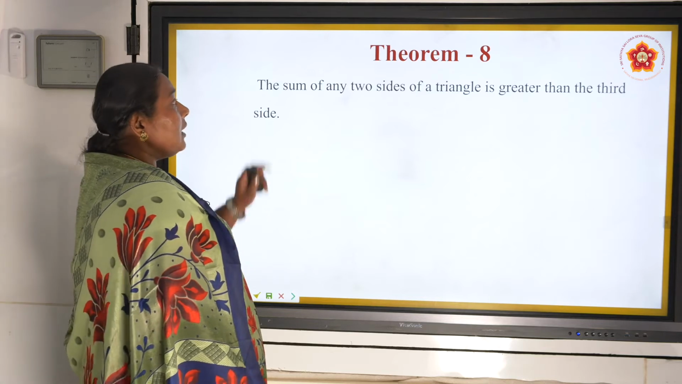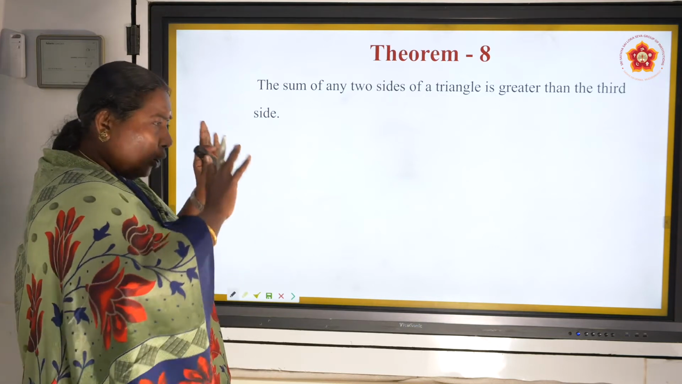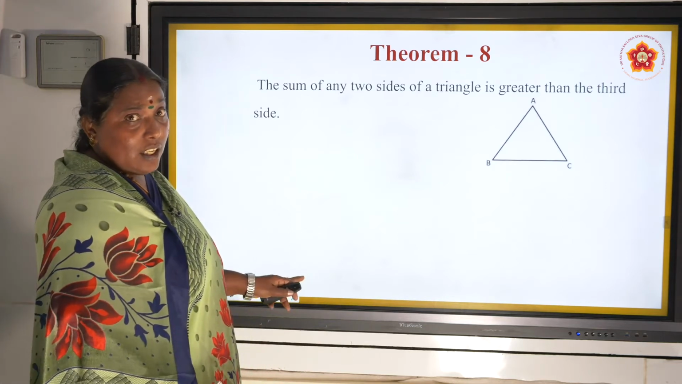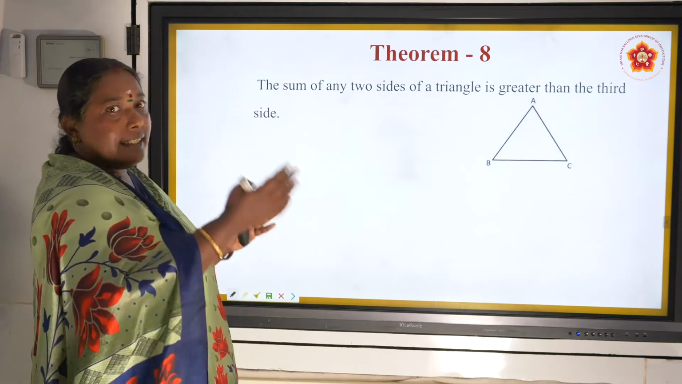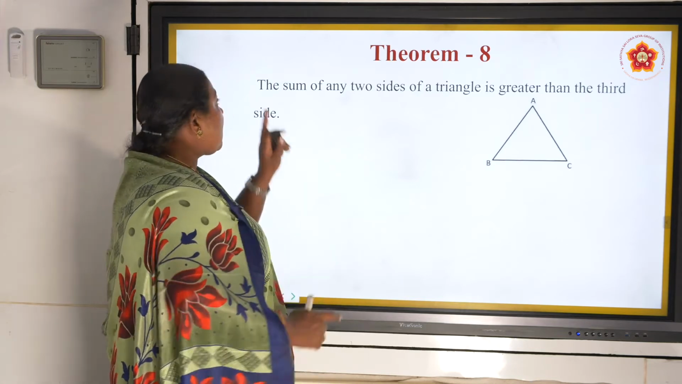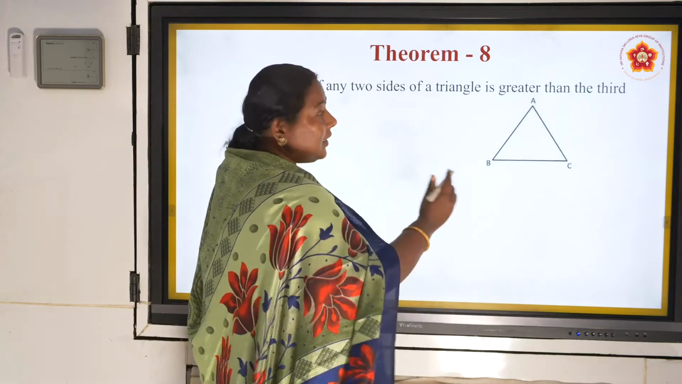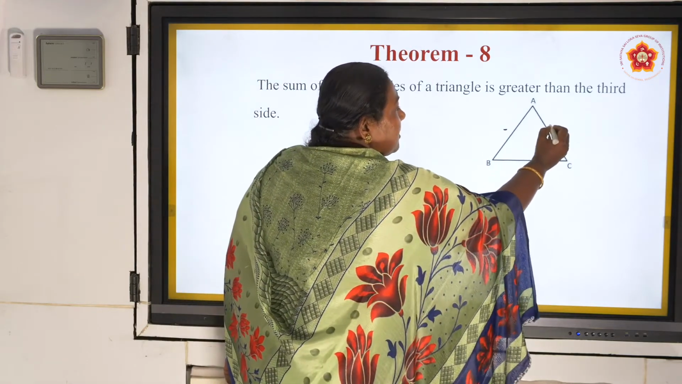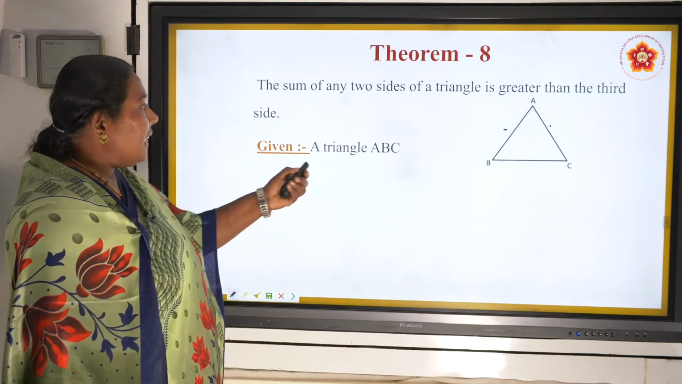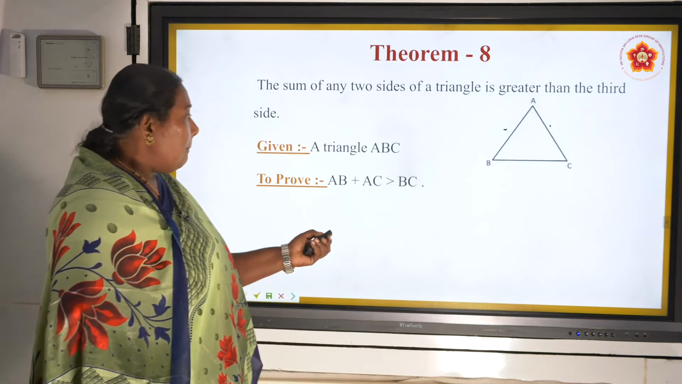Next. The sum of any two sides of a triangle is greater than the third side. Now all these theorems concentrate on a single triangle. Till now we were concentrating on the side and angle. Now this theorem concentrates on the sides. The sum of any two sides of the triangle is greater than the third side. That means AB plus AC should be greater than BC. That is what we have to prove here. Given a triangle ABC, I have to prove AB plus AC is greater than BC.